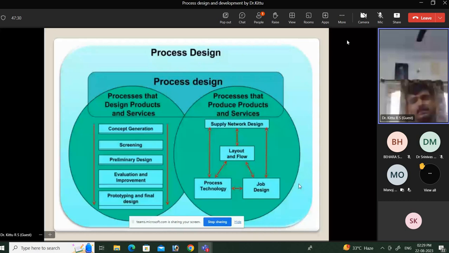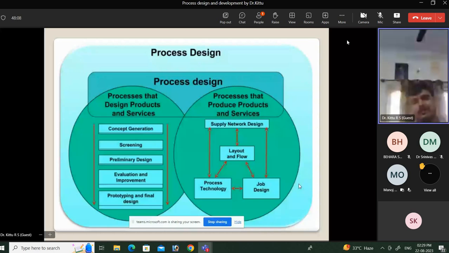Another important aspect is that whatever design you made continues into the execution level, that is, the production process. That means the process that produces the product or service you planned in the final design. Here you can observe a lot of interconnectivity with different components: supply network design, layout and flow, then process technology and job design.